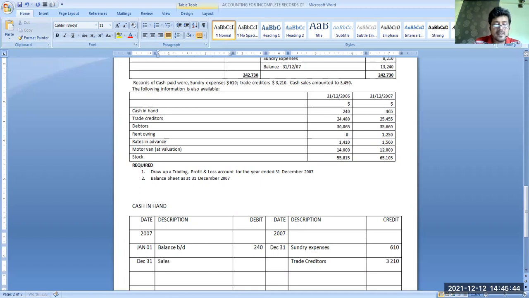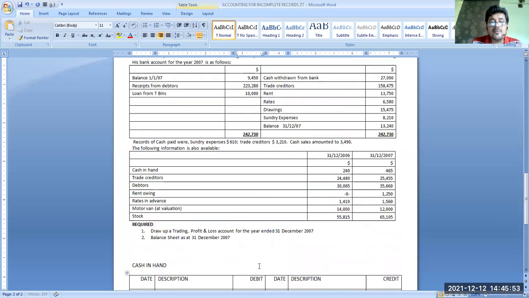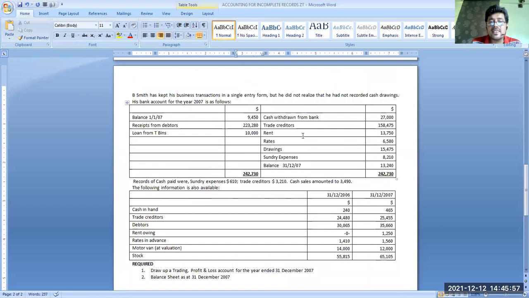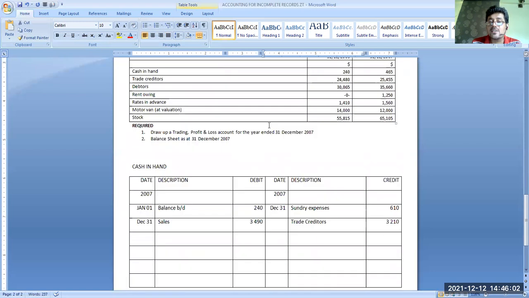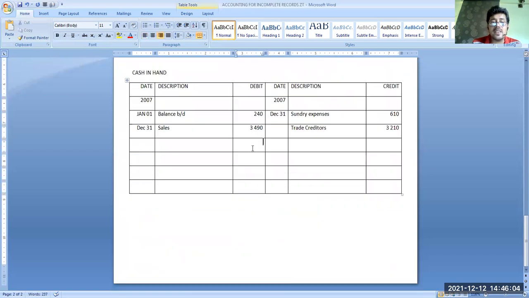Sales. That is 3,490. Now, 27,000 cash was drawn from the bank, so 27,000 we are going to debit over here, on 31st, reason bank.